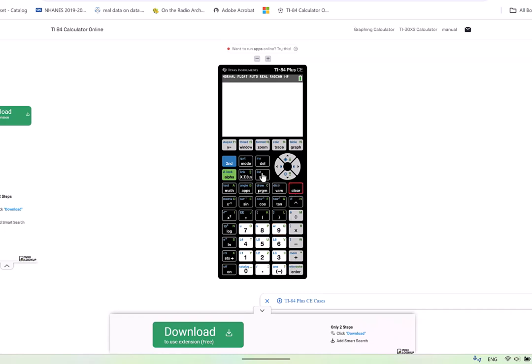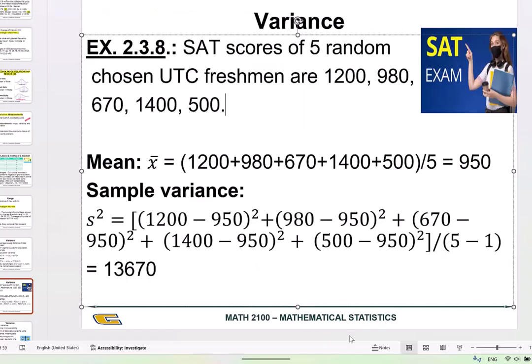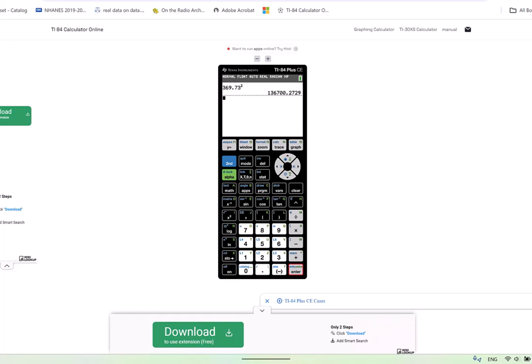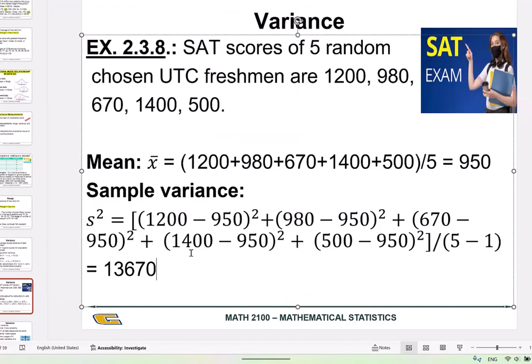Sorry, let me just double check this. So 369.73, and we square 369.73, and squaring gives you the sample variance. So 136,700. Is that correct? We missed a zero here.